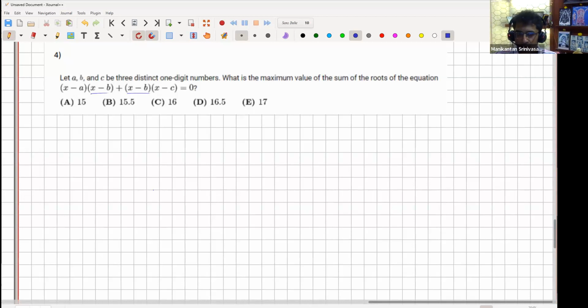x minus b can come out common, Ananya. Write it as x minus b times something else, and then see where you can go from there.